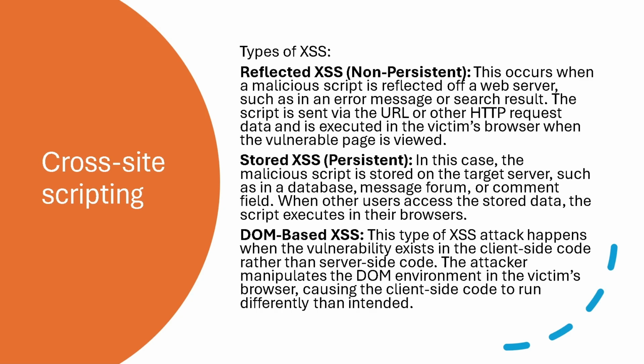Reflected or non-persistent cross-site scripting. This occurs when a malicious script is reflected off a web server, such as in an error message or a search result. The script is sent via the URL or other HTTP request data and is executed in the victim's browser when the vulnerable page is viewed. Stored or persistent cross-site scripting. In this case, the malicious script is stored on the target server, such as in a database, message forum, or comment field. When other users access the stored data, the script executes in their browsers.